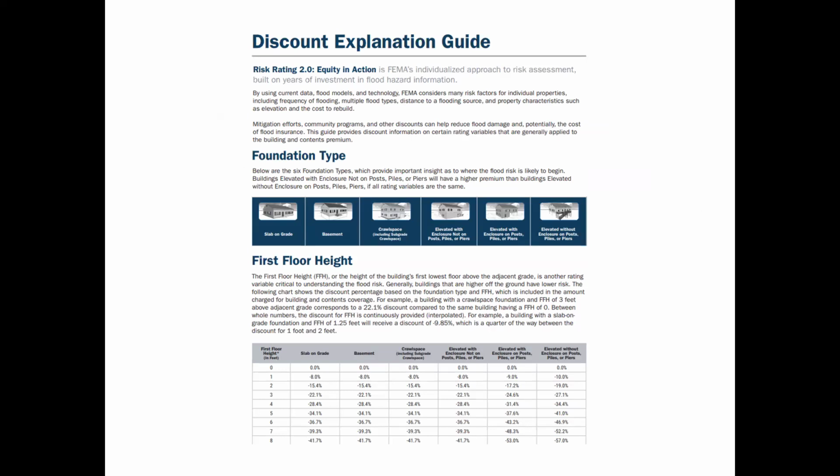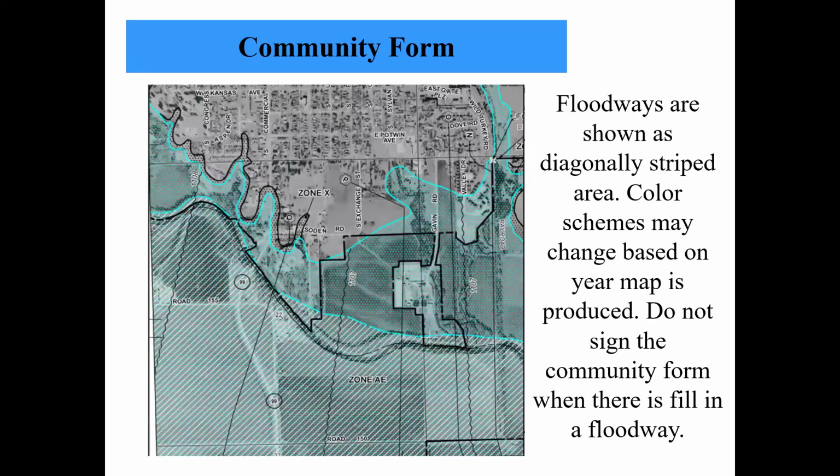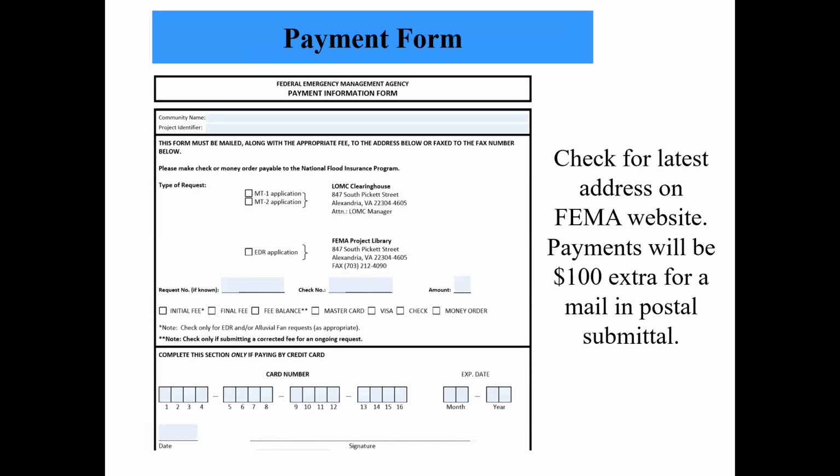This is the discount explanation guide that I mentioned, and you can find all the different types of discounts that people can get for how much. Community acknowledgement form: you sign this box for a LOMA without fill in a floodway. If you have a LOMA that's going through with an MT-1 application, you still have to sign the community acknowledgement form, but it's section B instead of section A. Again, floodways are on the map, so don't sign the community form where there's fill in the floodway for sure. That needs some more investigation.